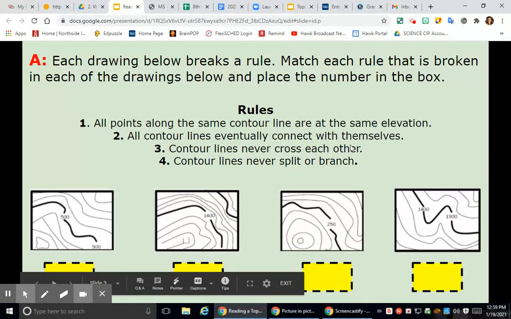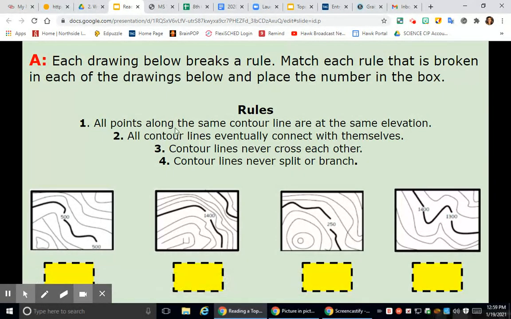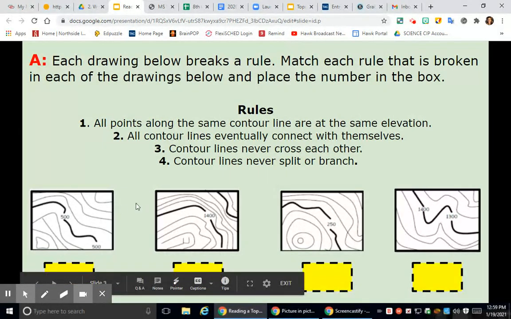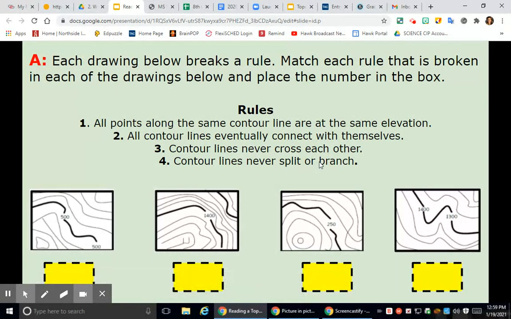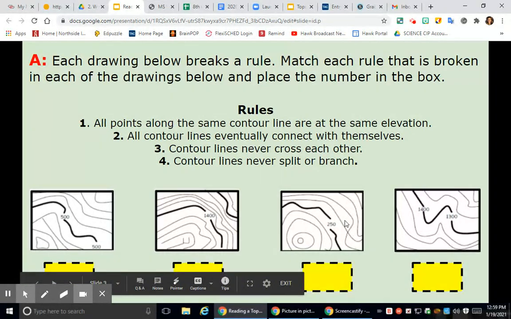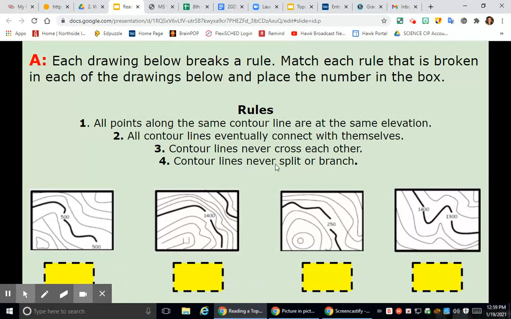All contour lines eventually connect with themselves. So this is a rule. So we want to find one that's not connecting with itself, okay? That one I'm not sure, so we'll go back and use process of elimination on that. So let's skip to number 3. Contour lines never cross each other. So do you see one over here where we have a contour line crossing each other? This looks like it right here. You're crossing here. This does not happen. So we can put number 3 in this box.